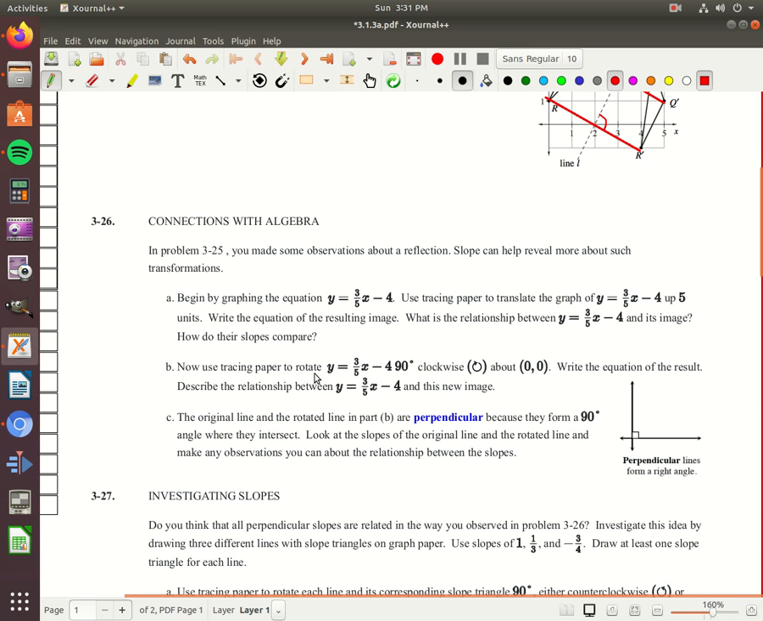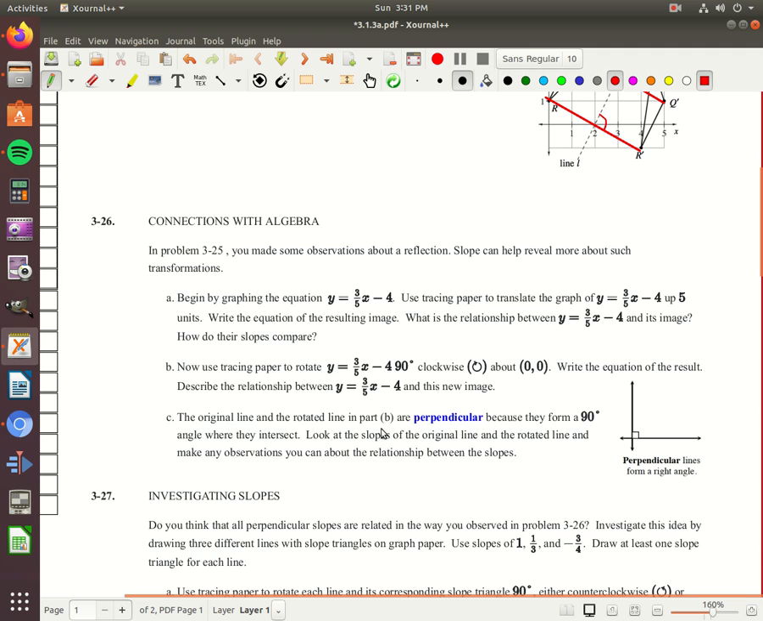Then we're going to use that same tracing paper and rotate it 90 degrees counterclockwise about the origin, write the equation of the result, and describe that relationship. It says the original line and the rotated line in part B are perpendicular because they form a 90-degree angle where they intersect. Look at the slopes of the original line and the rotated line. Make any observations you can.